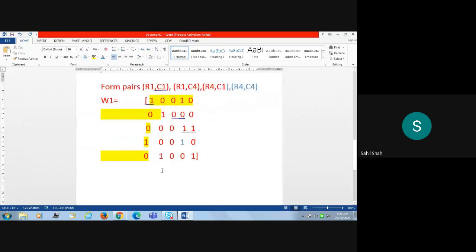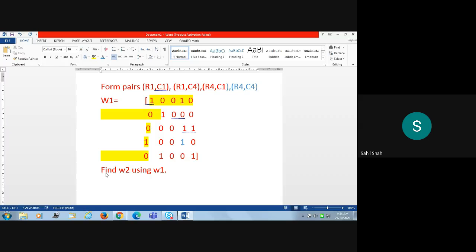Those who have understood can solve on their own, and others simply look on the screen. Do not try to solve anything. I will give you time for solving the next example. But this should be clear. Now next step. Find W2 using W1. So what should I do here?